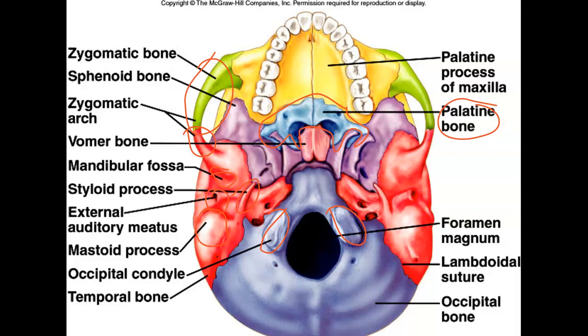Coming on over, you have where your spinal cord comes out, and that's a hole. So it's a foramen magnum because it's a large hole. You see this lambdoid suture coming around through here. And then you have that occipital bone.